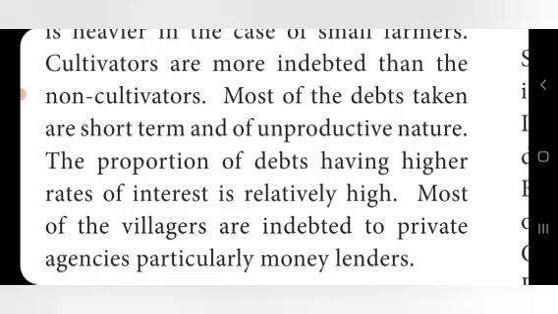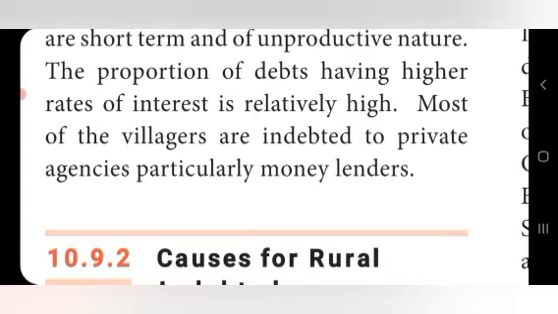So the cultivators mostly get loans and money from formal or informal channels more than the non-cultivators. Most of the debt taken is short term and unproductive in nature. Short term means a short period, and the loan is unproductive, so they cannot repay immediately. This is the meaning of this line.